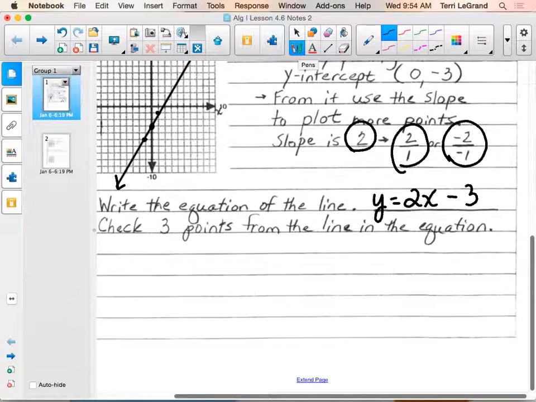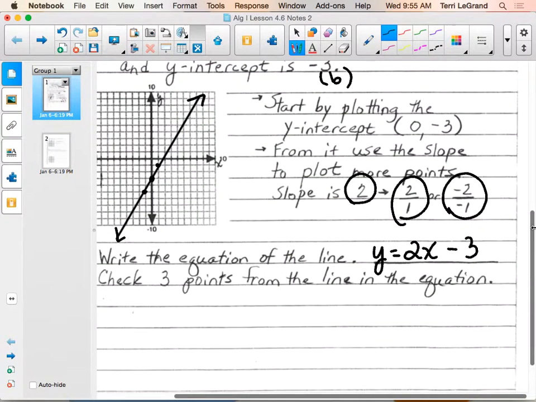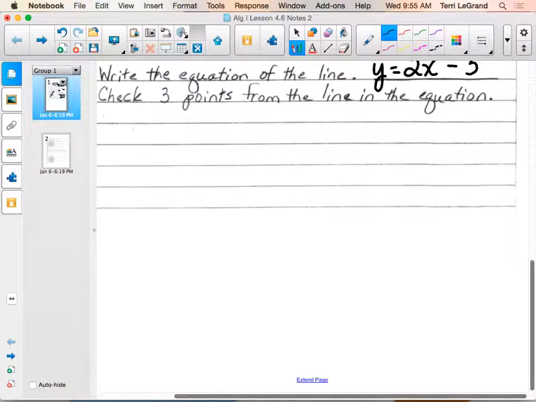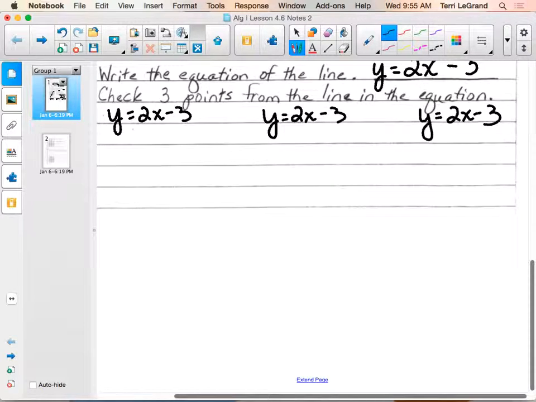The equation of that line is y equals 2x minus 3. Okay, what I want us to do now is check 3 points from that line in that equation to make sure that we have a good equation. Plus, we also have a good line. So let's use the 3 points that we actually have there. Let's write down our equation 3 times: y equals 2x minus 3, y equals 2x minus 3, y equals 2x minus 3. Same equation, same line, but all 3 ordered pairs better make it true.